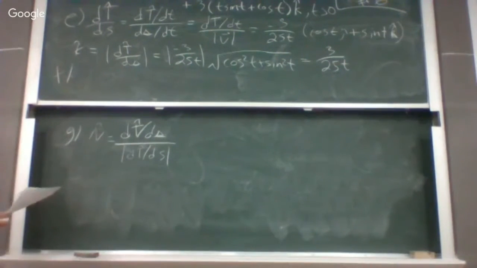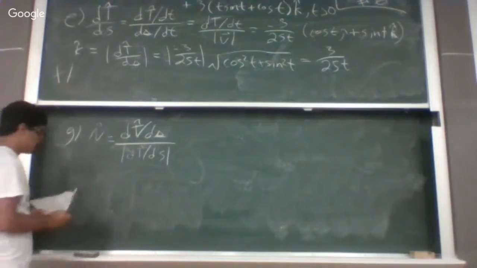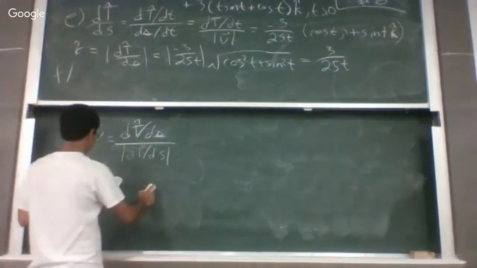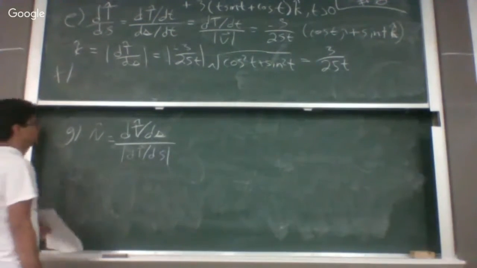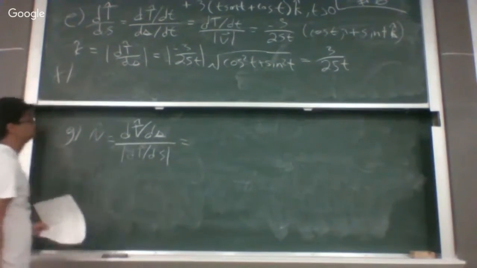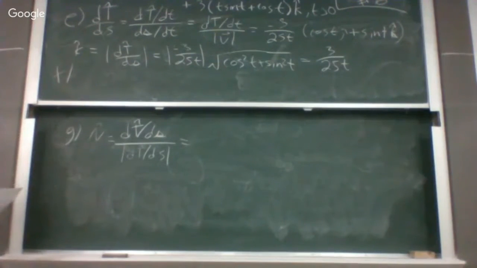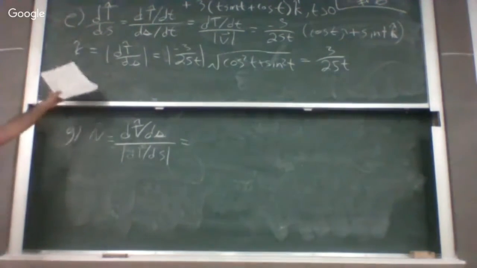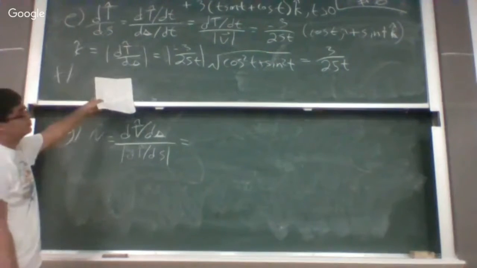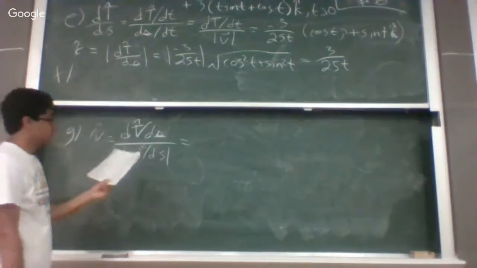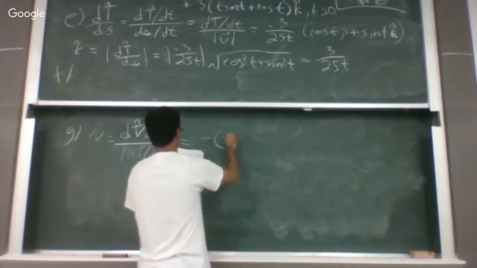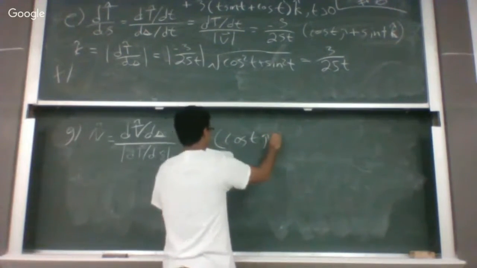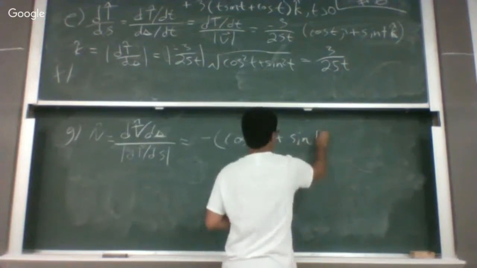Is that right? Not the capital T. Is it the capital T? Yeah, okay. So we are essentially dividing these two. So what do we end up with? Yep, negative the quantity of cosine of t j plus sine of t k.